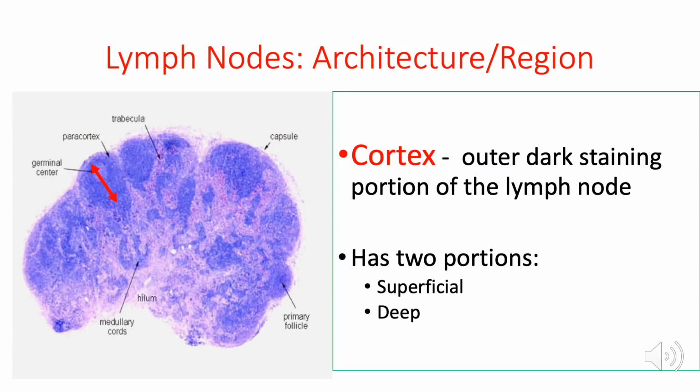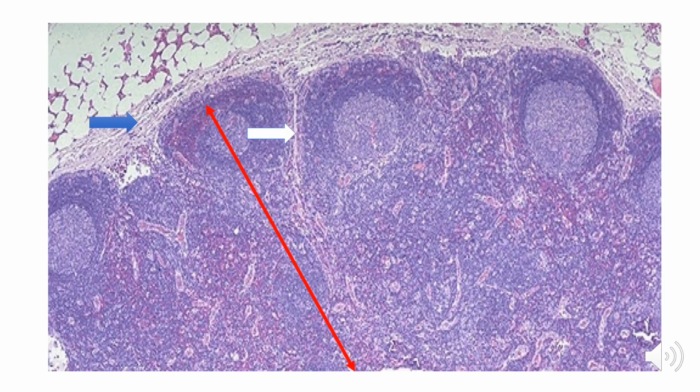Lymph nodes have two important regions, the cortex and the medulla. The outer dark staining region of the lymph node is called the cortex. I intentionally put the red arrow on the cortical region. The blue arrow is pointing to the capsule, the white arrow is pointing to one of the trabeculae, and the red arrow is positioned on the cortex region. The cortex can easily be identified because it is the outer layer and it is dark staining.